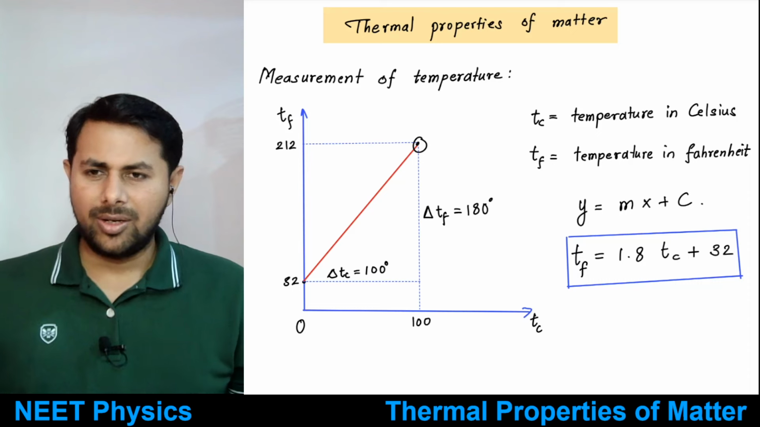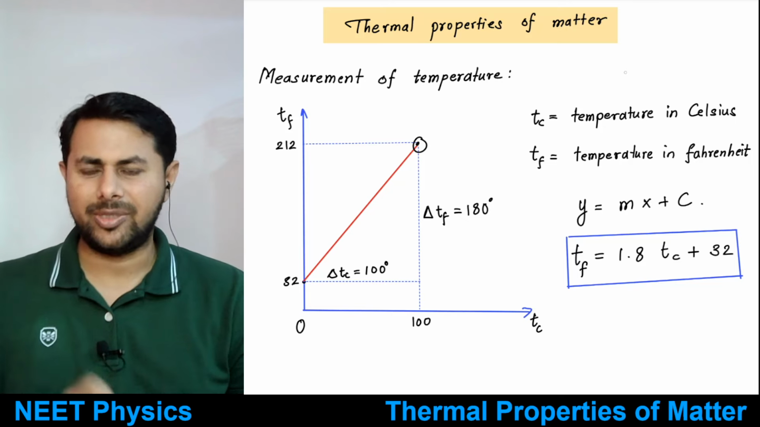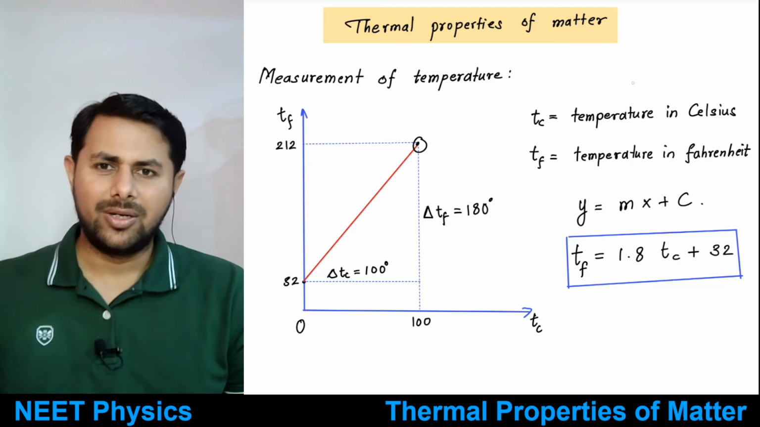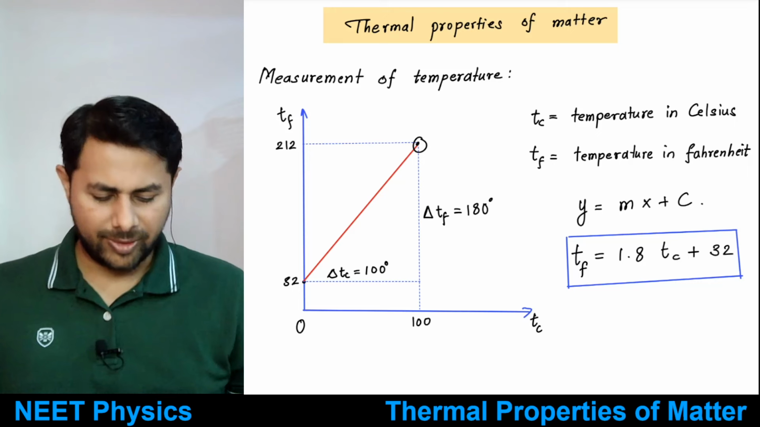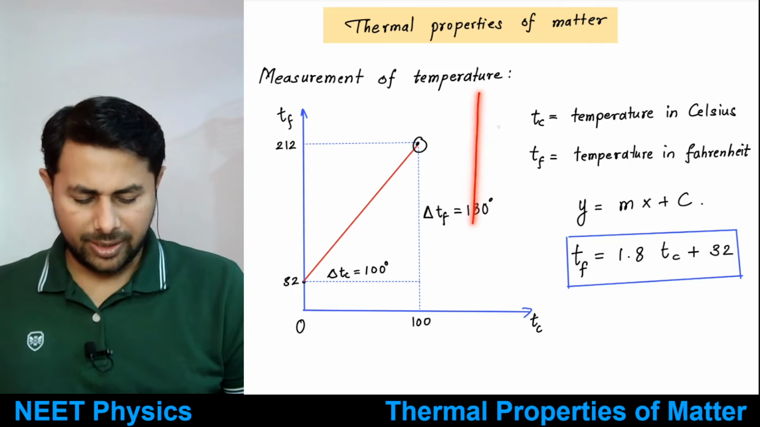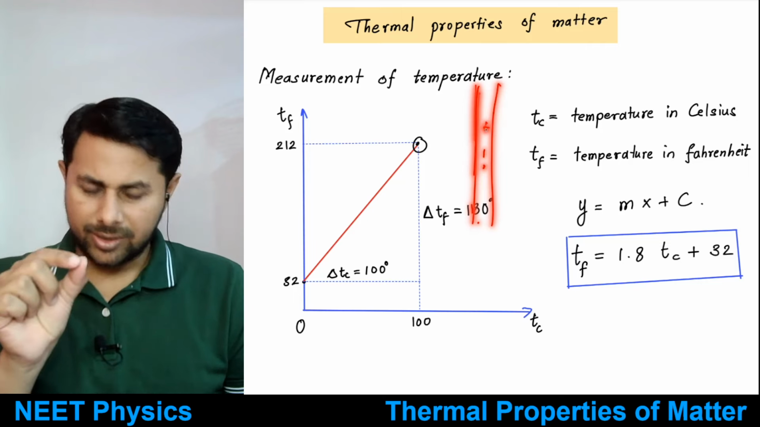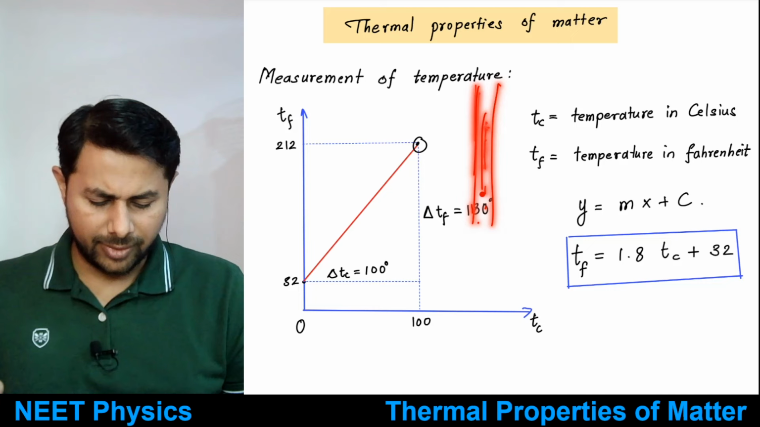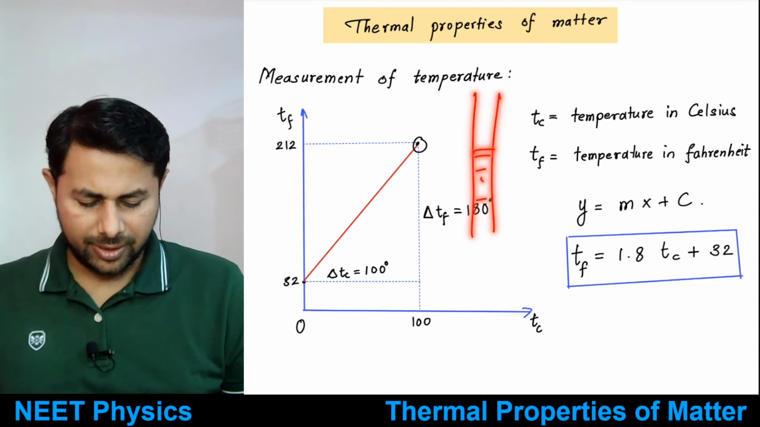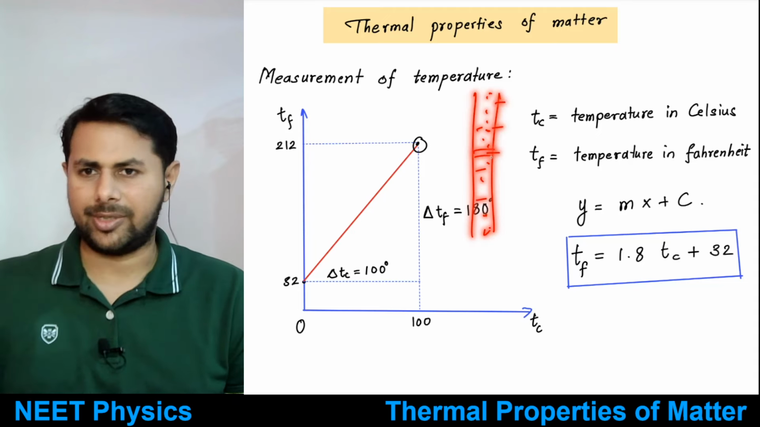We make use of some properties of matter which are linearly proportional to the temperature. That means, for example, pressure or volume: if you increase the temperature, there would be an increase in volume. Suppose you take some liquid, for example mercury. Most of the thermometers are made up of mercury. So you take mercury in a tube like this, having a very small, very thin bore, that means the radius would be very small. Then what happens to this mercury? As temperature increases, the level of mercury goes up and it tells you what the temperature is, right?